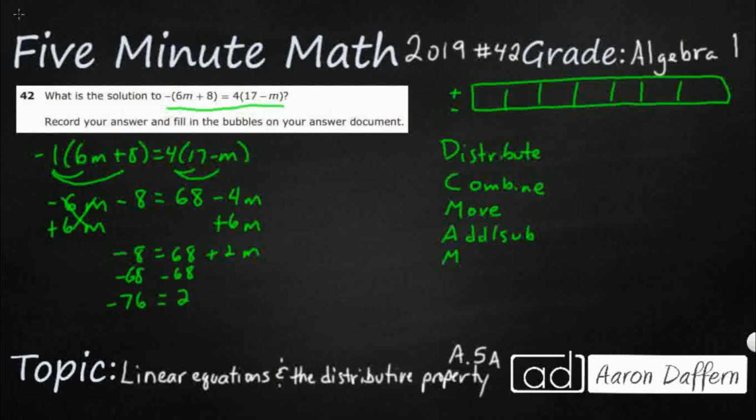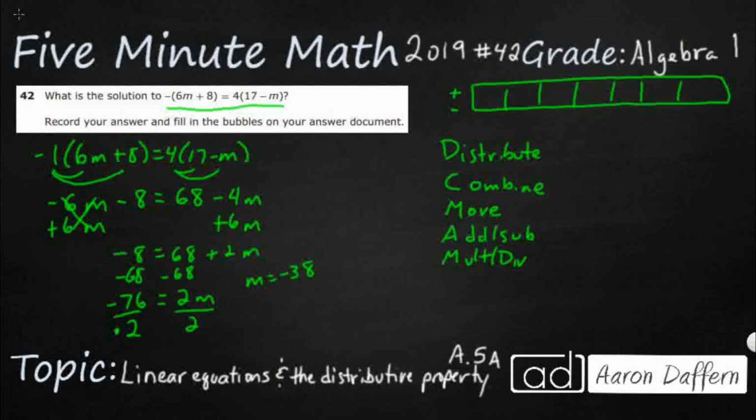right, equals 2m. So now I'm going to multiply and divide. So divide both sides by 2. Let's see, and that's not a -2, that's just a regular 2. You're going to get m equals -38, right?